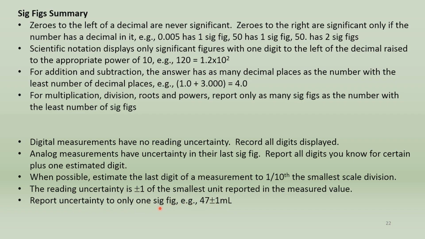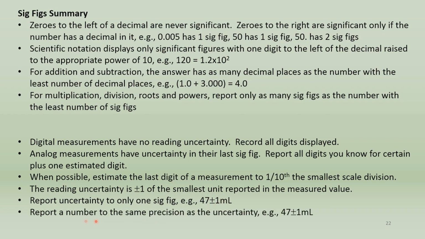Report uncertainties to just 1 sig fig. This would never be 1.5, just 1 sig fig in your uncertainty. Report a number to the same precision as the uncertainty. So 1 sig fig in the number, 1 sig fig in the uncertainty.